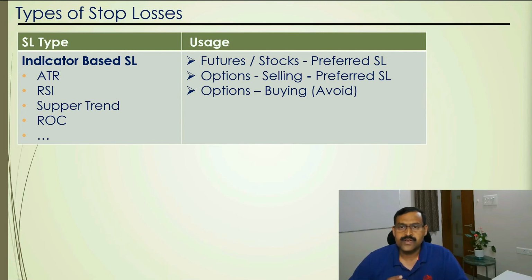You can use them for entry and exit points. For example, RSI has the overbought and oversold reasons. You can use them. Super Trend does give you a buy and sell signal. I will not be able to cover all the details here for these indicators. The video will be too long. Use these indicator based stop losses for futures, stocks as well as for option selling. Avoid these kind of stop losses for option buy.